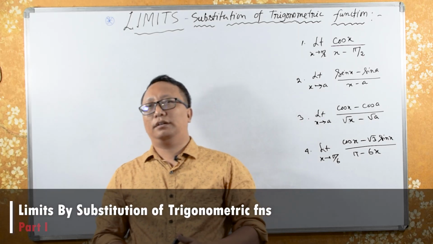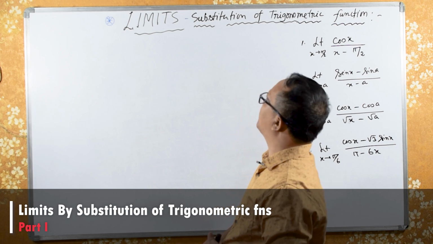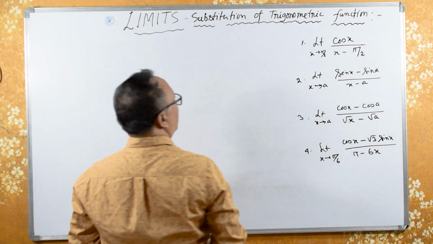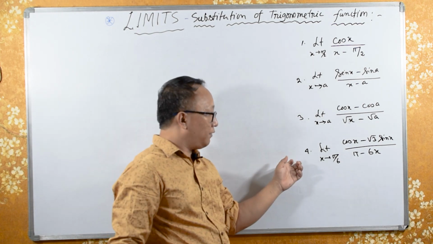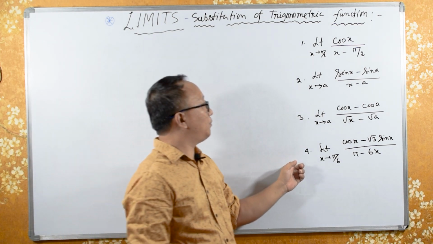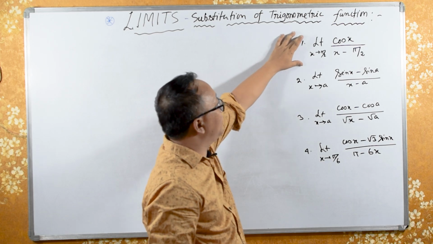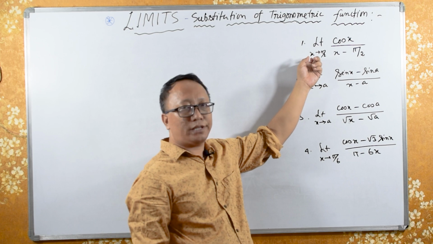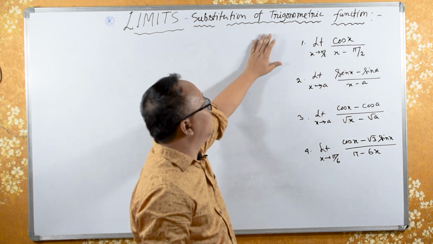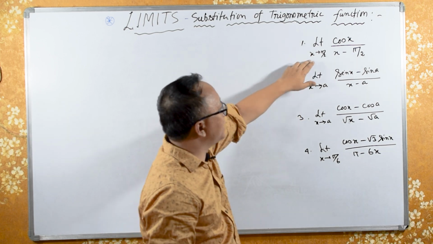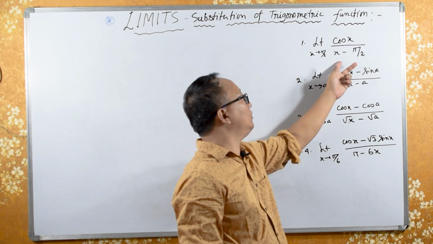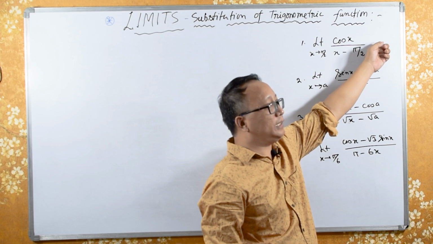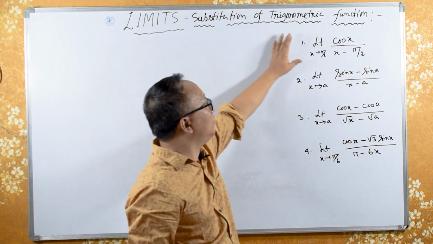Today, I will be solving limits with substitutions of trigonometric functions. Now here, there are four problems. Number one is limit of cos x upon x minus pi by 2, where x tends to pi by 2. When x equals pi by 2, this becomes undefined. It's an indeterminate form.